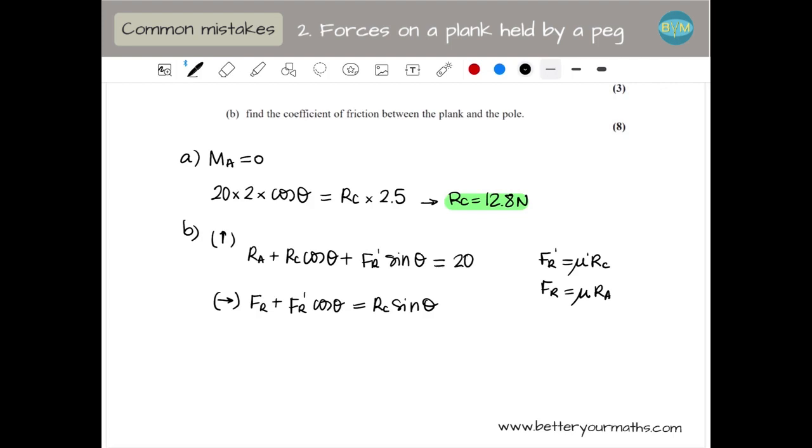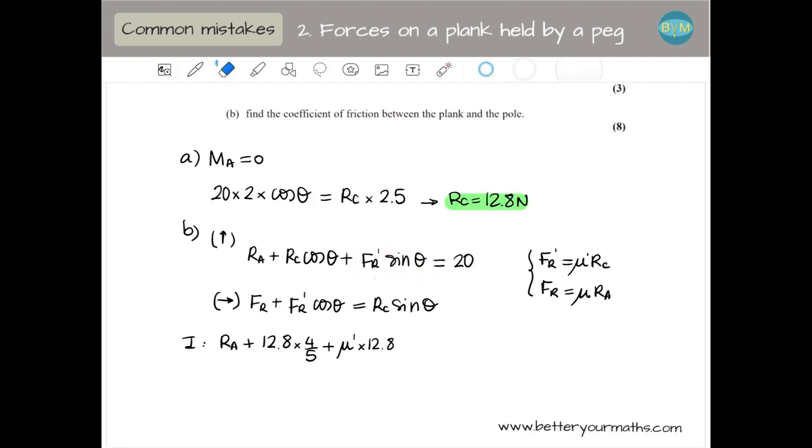So what we are going to do now is just substitute everything that we know in our equations and see what is still missing. So first equation is going to be RA, I don't know RA, plus RC, we found it in the section before, is 12.8. Cos of theta was 4/5, so times 4/5, plus friction. I'm going to use these two equations instead. So I need the coefficient of friction times RC, which is 12.8, and I'm just substituting that.